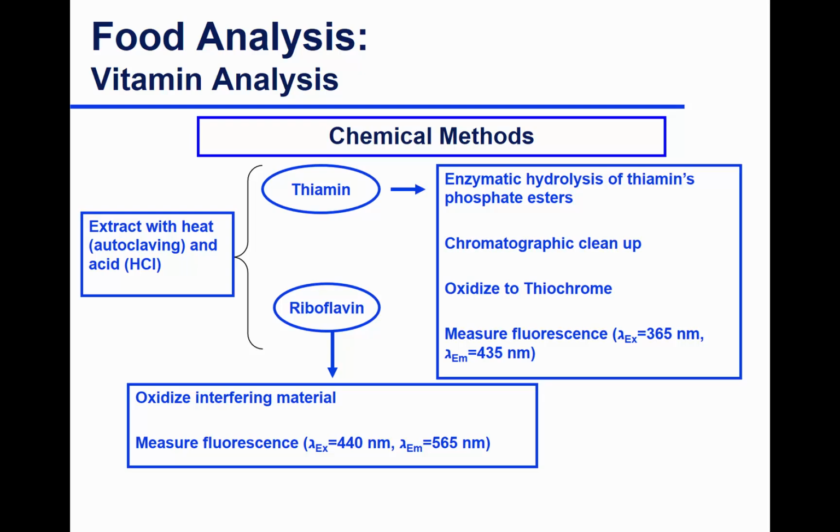And then riboflavin, you oxidize interfering material so that when you measure riboflavin, you're not measuring anything else that might absorb or fluoresce at the same wavelength. So that's it. Of course, the methods are more involved, more detailed. You can find them in the AOAC method, but I just want you to know the general idea.